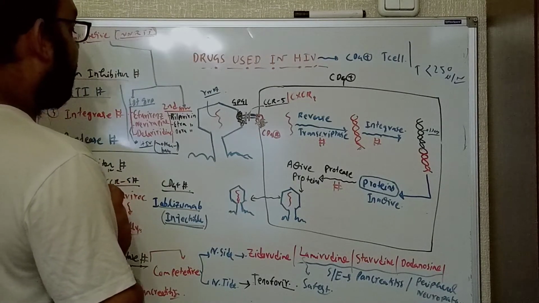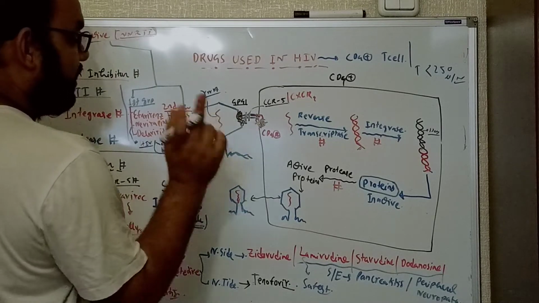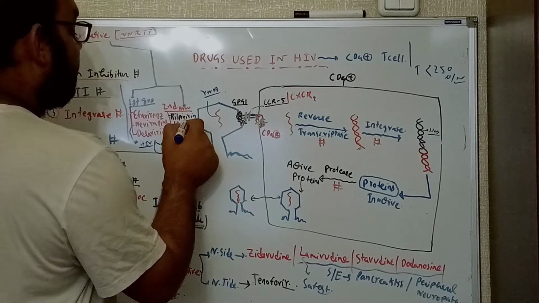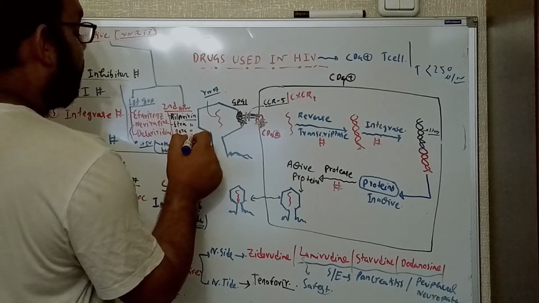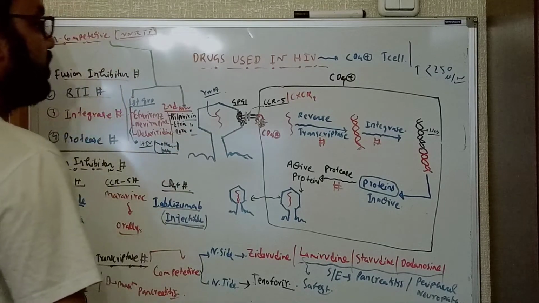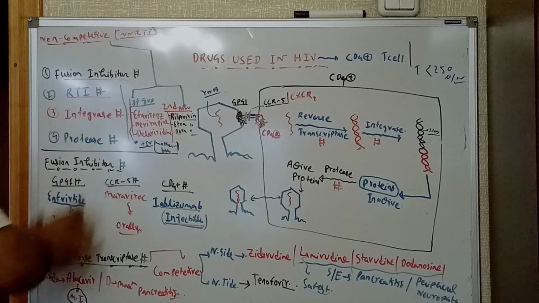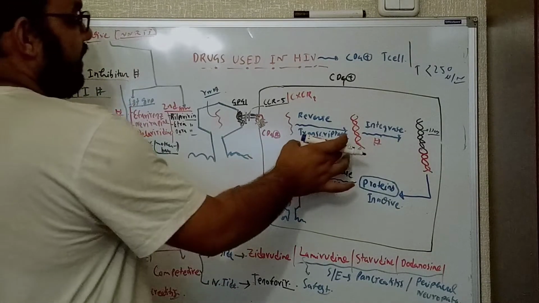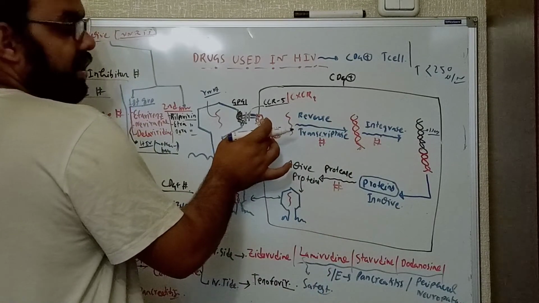In the second group, we can use rilpivirine. Just try to remember: etravirine, and we can use doravirine too. The virine is the suffix. So etravirine, rilpivirine, and doravirine as well. So this was all about the first two drug classes, the fusion inhibitors and the reverse transcriptase inhibitors.